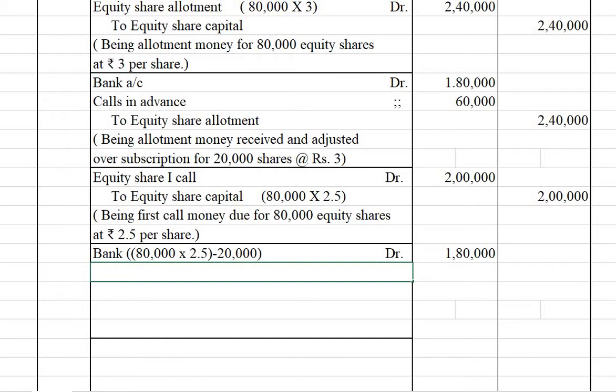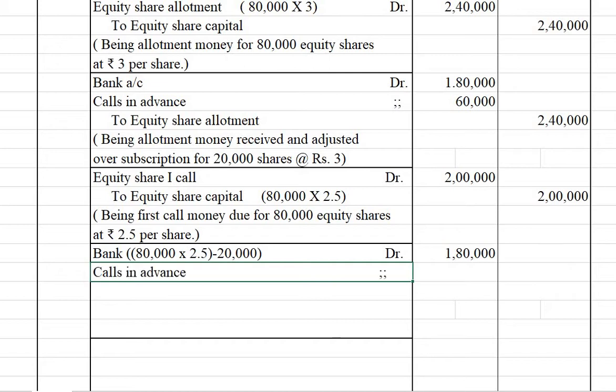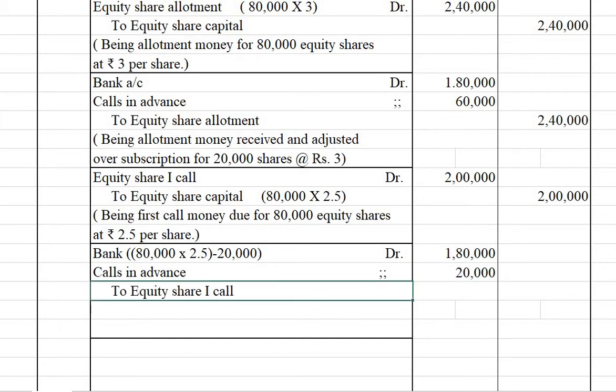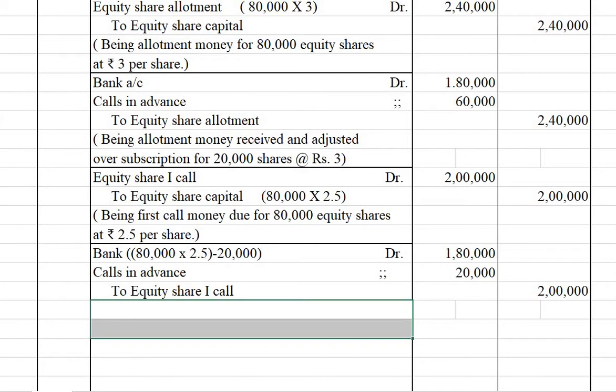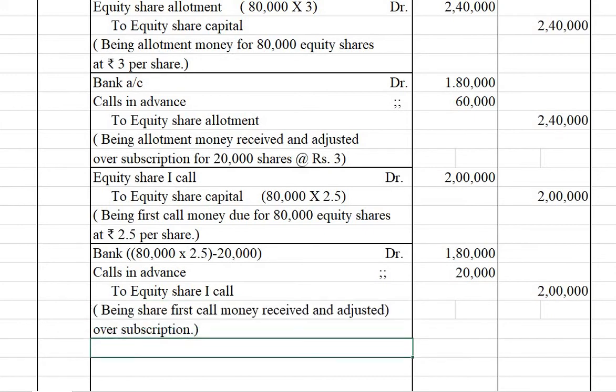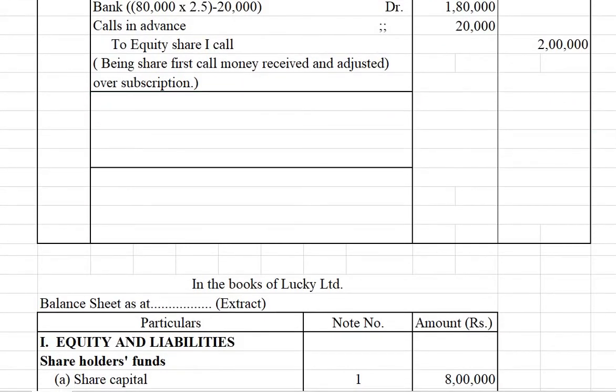From the calls in advance amount we have to transfer. So calls in advance debtor, how much? 20,000 we have to write. So total equity share first call 2 lakh. Then let us write the narration: being first call money received and adjusted the oversubscribed amount. Then next, see here, first call money received, and next what is it?